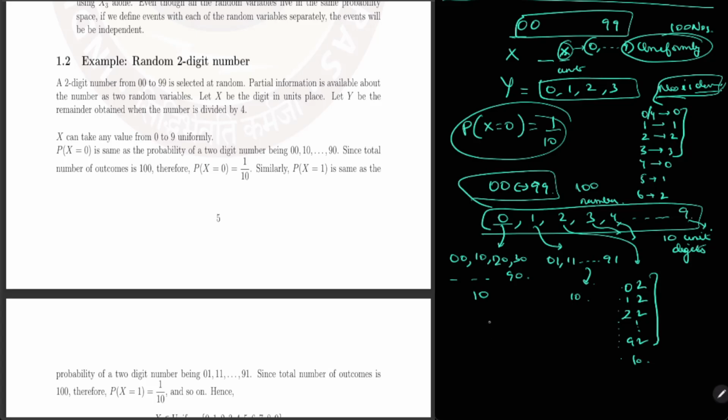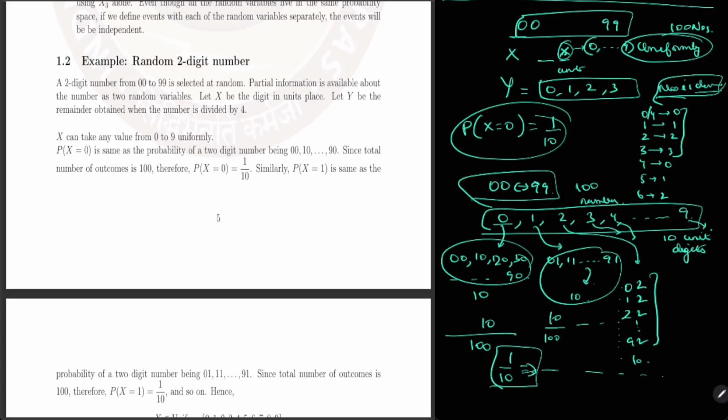So the probability of having 0 is 10 divided by total. Similarly, so on, 1 by 10 will be the probability. P of X equal to t, for some number t belonging to 0 to 9.